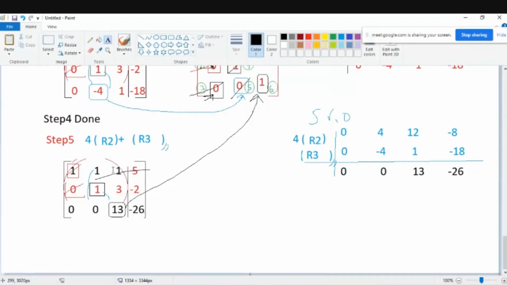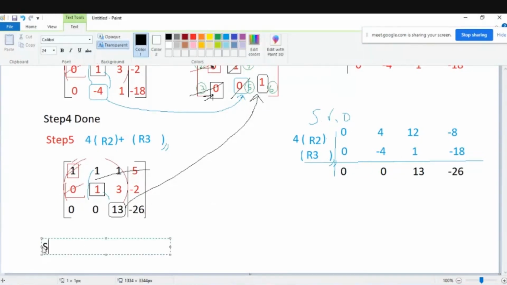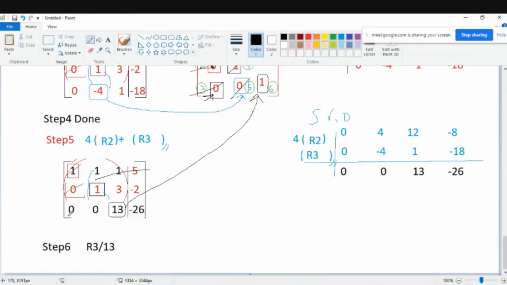Do you remember how to convert the place to be 1? Divide by 13. Perfect. If you want to convert the place to be 1, you should divide the location itself. This location is R3. So I will take R3 and divide R3 by 13. I will divide the first number by 13, also the second number, also the third number, and also the last one by 13.